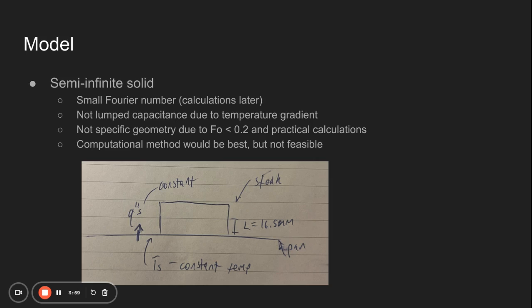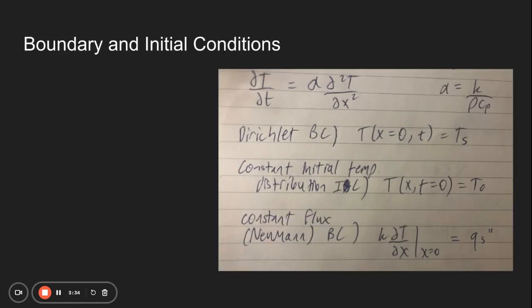Next, for the model, we're using a semi-infinite solid just because there's a small Fourier number that I'll explain later. Also, it's not capacitance because there are temperature gradients. It's not specific geometry because of the Fourier number. And the computational method would be the best one to use, but it's just not feasible here. And down here, you can see a quick diagram of the steak and the pan. You can see L, which is the half length of the steak to the middle point where I'm measuring. And you can see constant flux and constant temperature of the pan there.